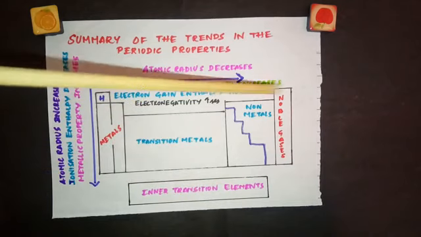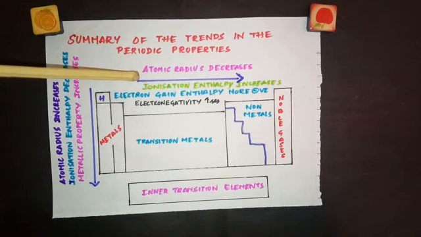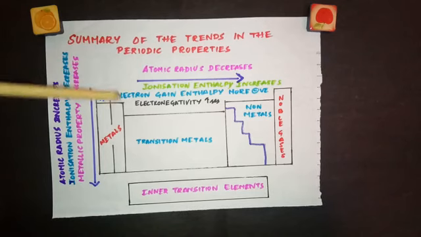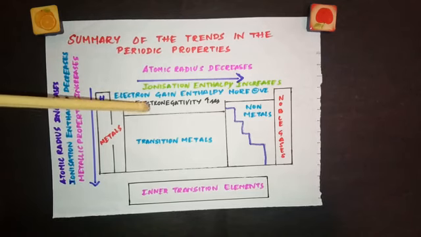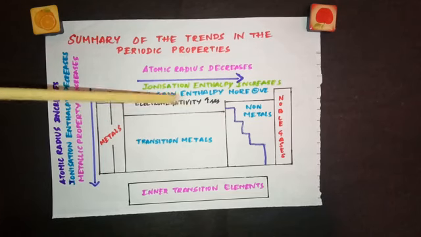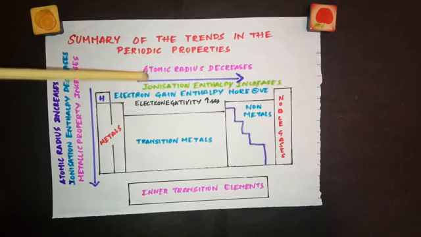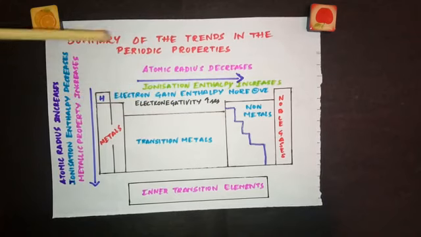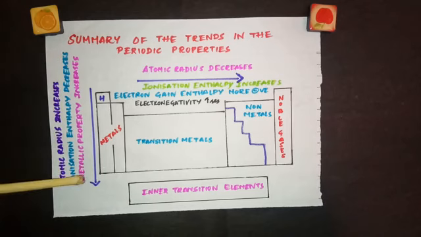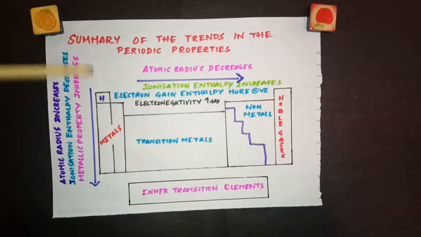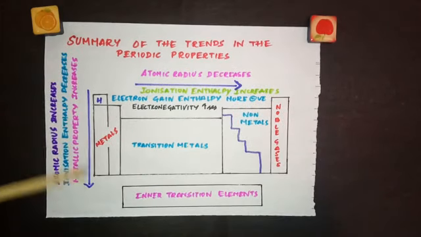So along the period, atomic radius decreases, ionization enthalpy increases, electron gain enthalpy becomes more negative and electronegativity increases. So as you move along the period, you can see this trend. As you move down the group, atomic radius increases, ionization enthalpy decreases, and what else? The electron gain enthalpy becomes less negative. So now let's relate these trends to the chemical reactivity or the properties of these elements.